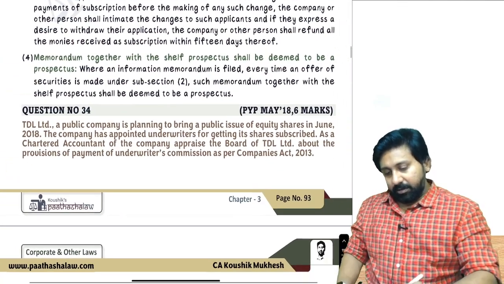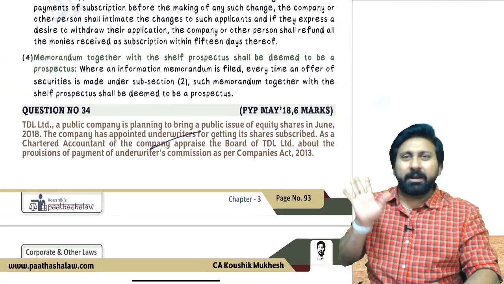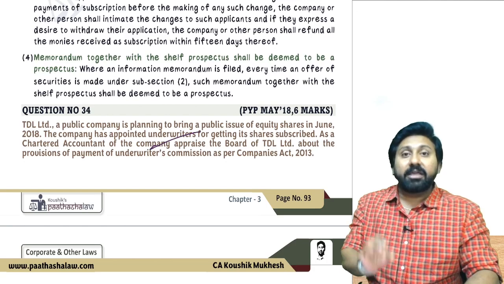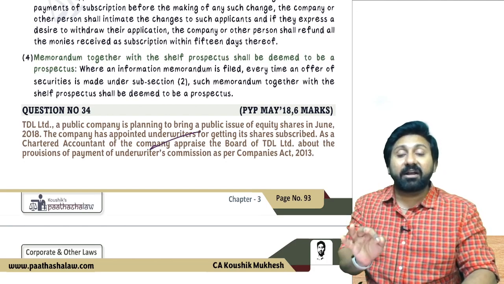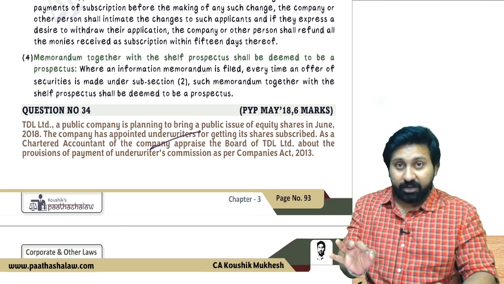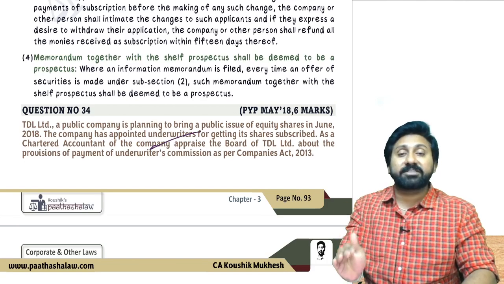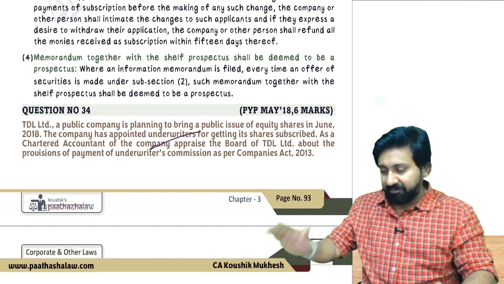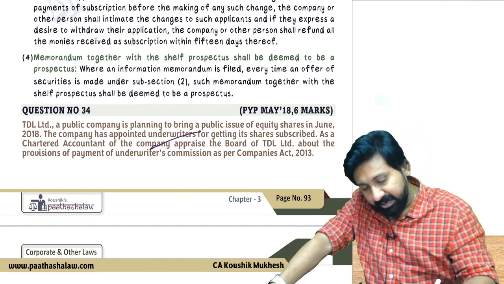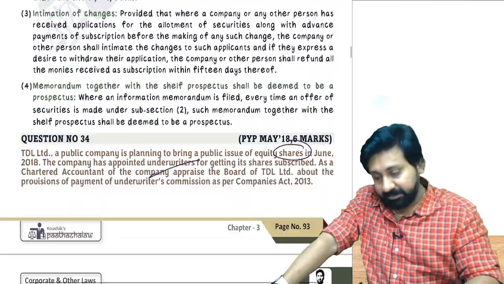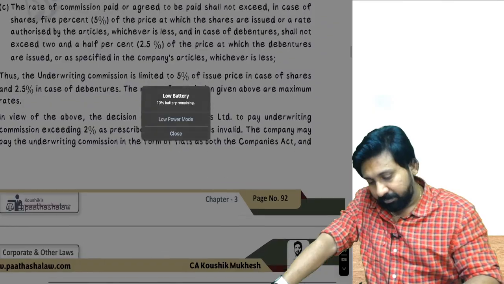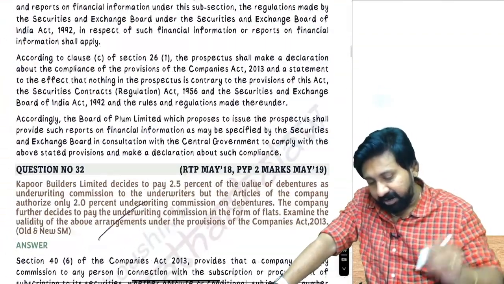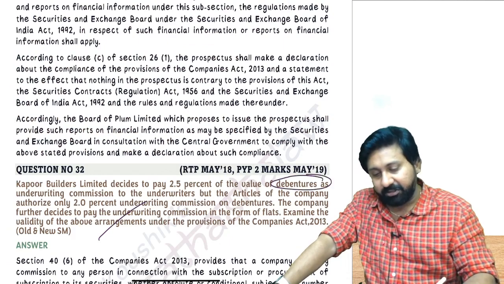Next one, underwriting commission. Simple answer I will tell. Underwriting commission must be authorized by the articles. First point, if it is shares, you can pay underwriting commission of 5% of the issue value, or any amount mentioned in the articles, whichever is lower. For debentures, 2.5%. Here it is equity shares, 5% you can pay. Next, shelf prospectus and underwriting commission already completed for the debentures.